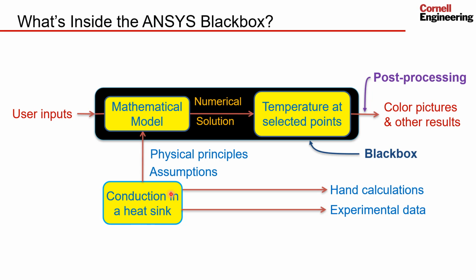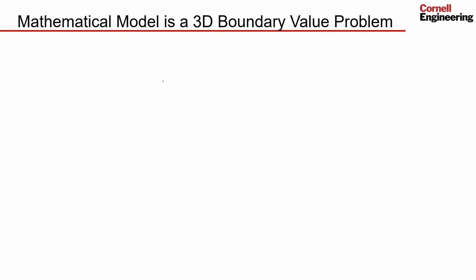And so the physical problem is conduction in a heat sink, and ANSYS is not going to solve the physical problem. It's going to solve a mathematical model of that physical problem. So the first part of pre-analysis is to think about what is that mathematical model. The mathematical model is a 3D boundary value problem.